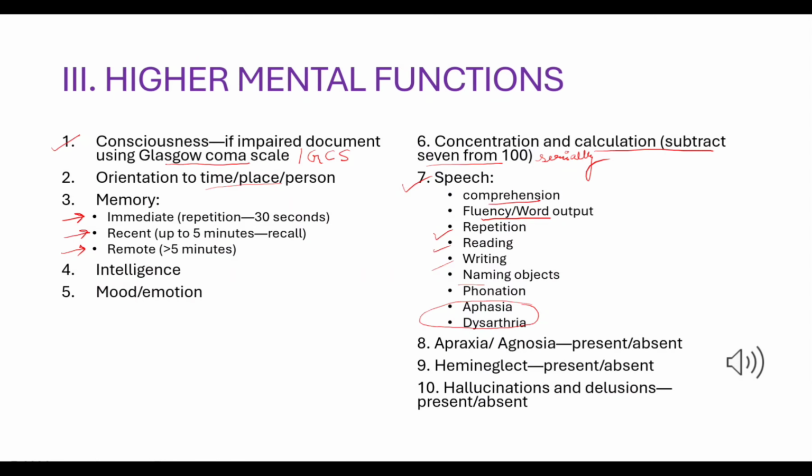We conclude higher mental functions by noting the presence or absence of apraxia, that is the inability to perform learned movements, and agnosia. We check for hemi-neglect and document any hallucinations or delusions. This signifies major cortical or psychiatric disruptions, which we will analyze case by case later.